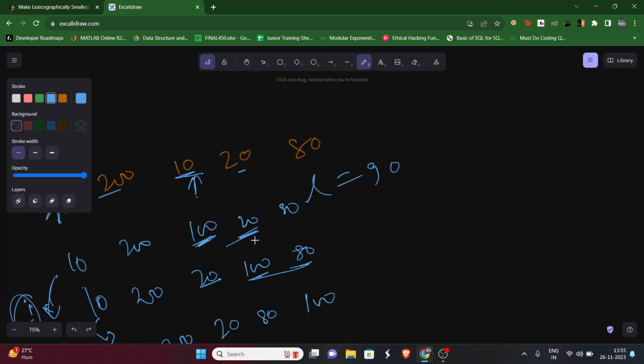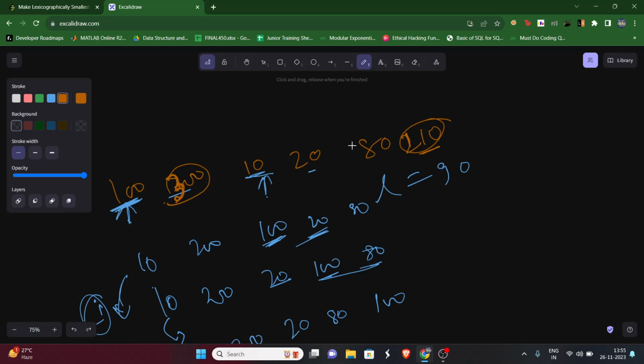Now let's say, instead of 200, or better, let's write one more here. Instead of 200, make it 300. Okay. And here we can add one more element, 210. So we have modified this element and we have added one more element, 210.